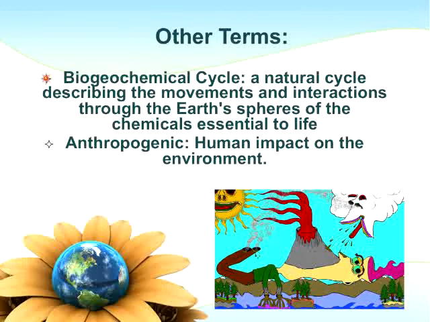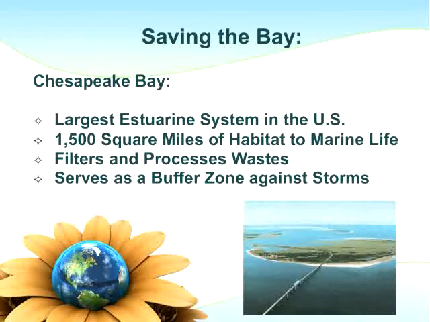Other terms it talks about in this particular chapter is the biogeochemical cycle, which is a natural cycle describing the movements and interactions through the Earth's spheres of the chemicals essential to life. So it's just all those chemicals essential to life and the cycle in which they rotate through. And then it uses the term anthropogenic, and this is just the human impact on the environment. And here's a neat little image of some environmental impacts and a kind of a cartoon about them.